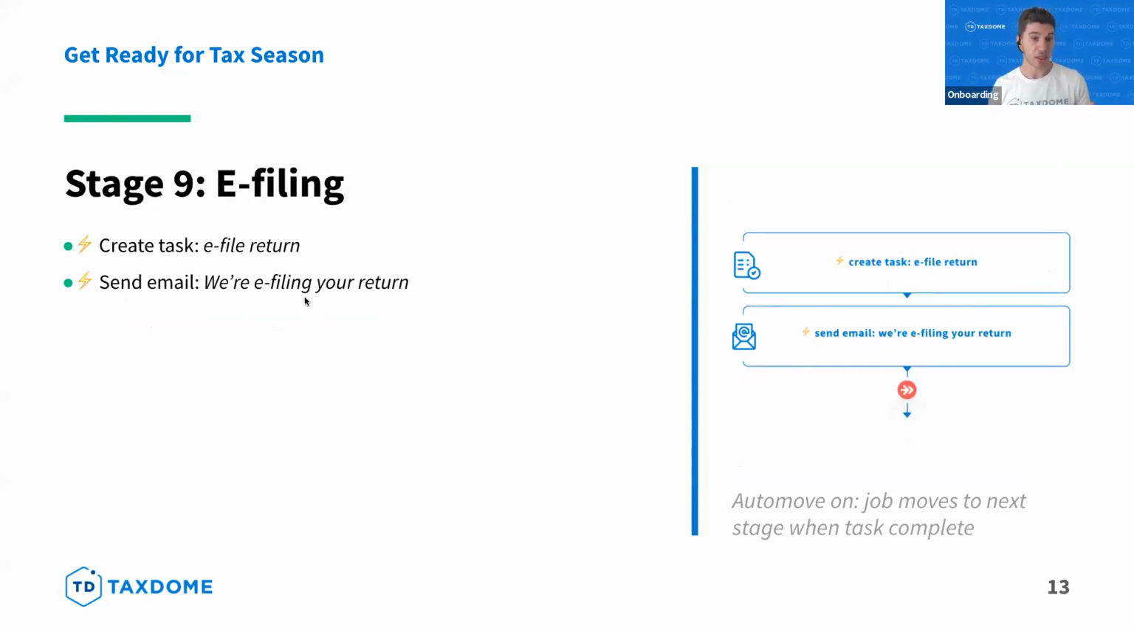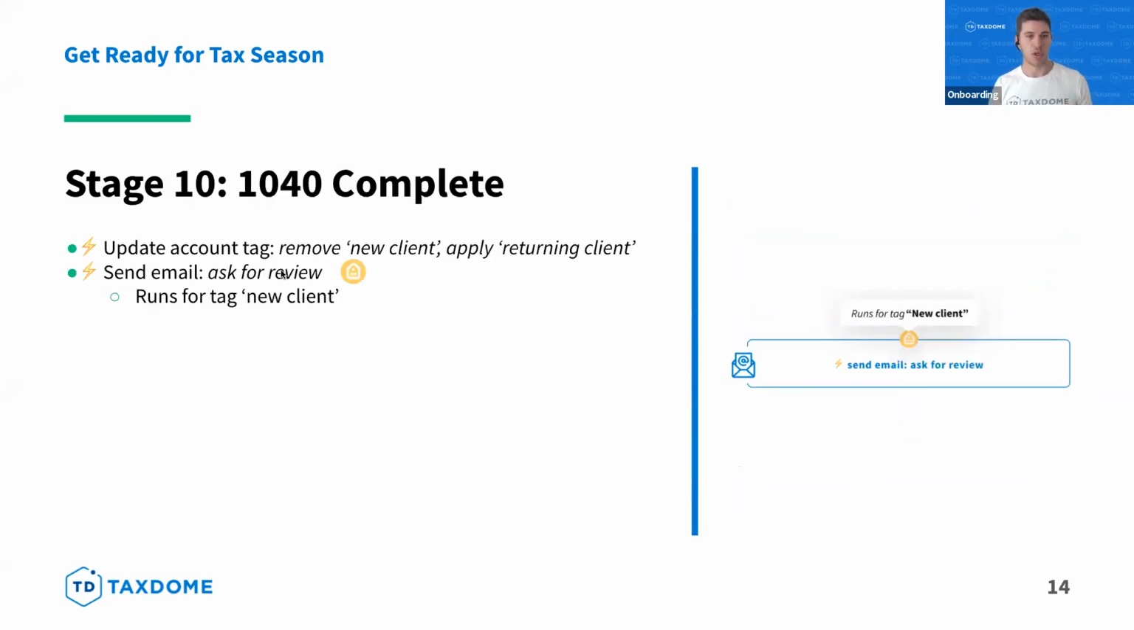A task is created still for the admin, presumably, because the admin can be e-filing your return. And then an email goes out to the client. You're all done. Fantastic job. We're e-filing your return. And that's it. As soon as they mark the e-file return is done, again, that's just one click, boom, you're finished.